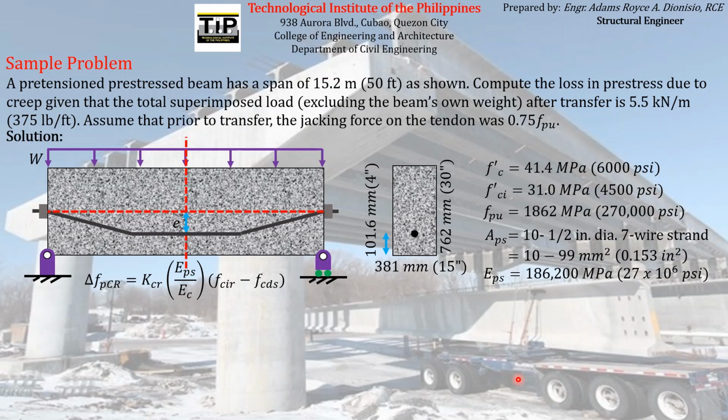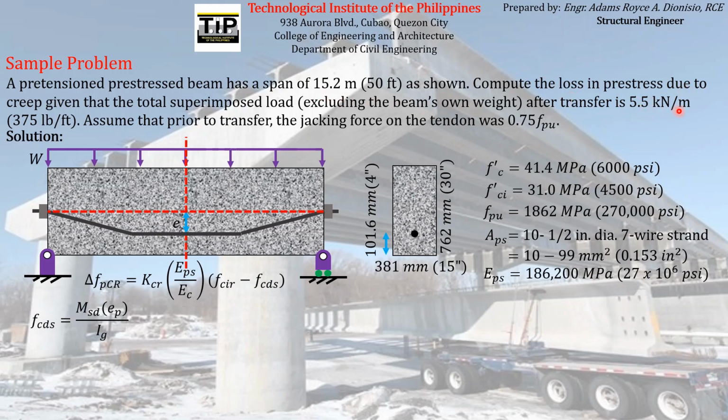So next, after that, we have to compute for FCDS, and according to the ACI provision, FCDS is equal to this formula, wherein MSD is the moment due to the total superimposed load. So again, this is the moment due to the superimposed load or superimposed loads only. So you have to exclude the beam weight or the self weight or the dead load itself, which is actually the case given on this particular problem.